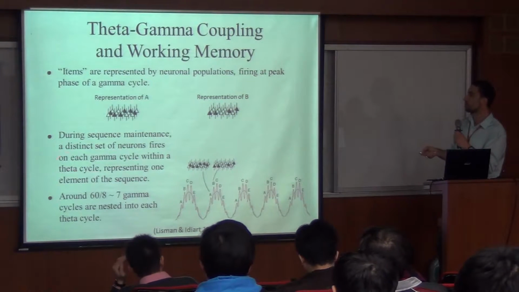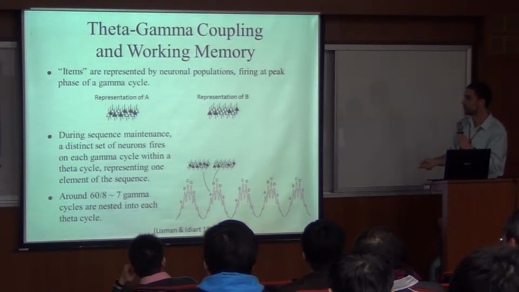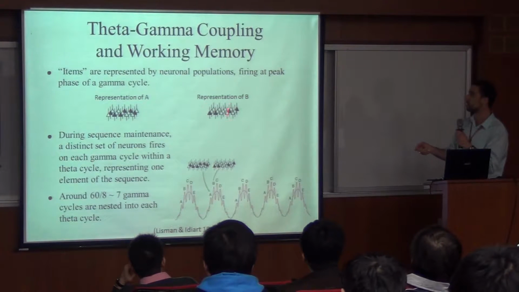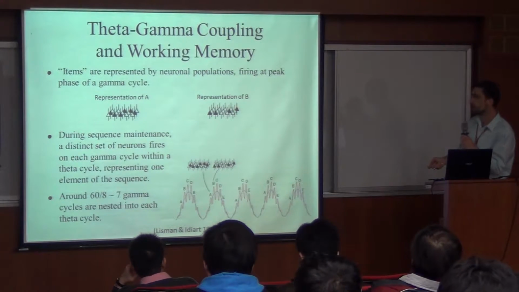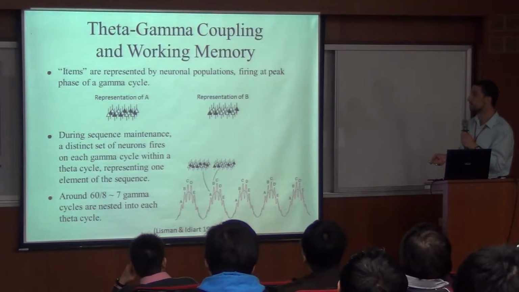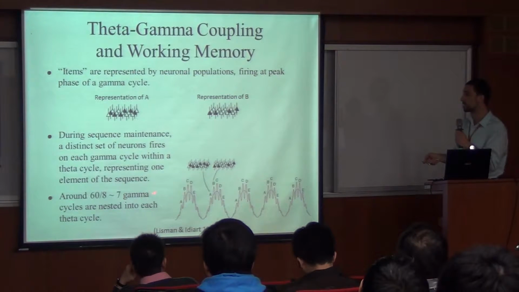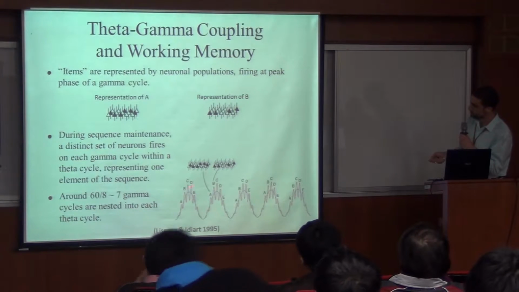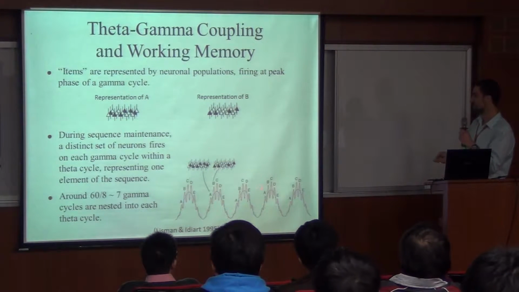When you are remembering something like a phone number, you have gamma cycles nested within a theta cycle, and on each gamma cycle within the theta cycle, a different neural population representing a different digit is activated. Now, this accounts for why the capacity of working memory is about 7 digits, because if your gamma rhythm is about 60 hertz and your theta rhythm is about 8 hertz, then you have seven gamma cycles within each theta cycle. So here you can see about 7 gamma cycles nested within each of these theta cycles here.